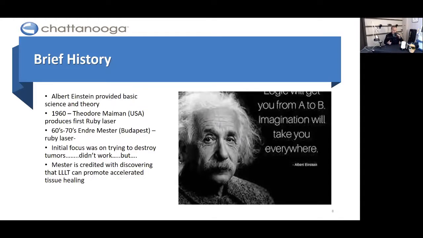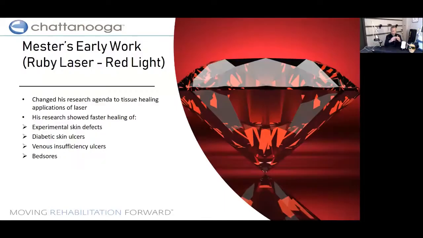And then we have to have the discussion of LLLT, low level light therapy, which includes low level laser therapy. And that's what high power laser is. A lot of people have this misconception that there's low power laser and high power laser. That's not the same as low level laser. And we'll look at that here in a second.